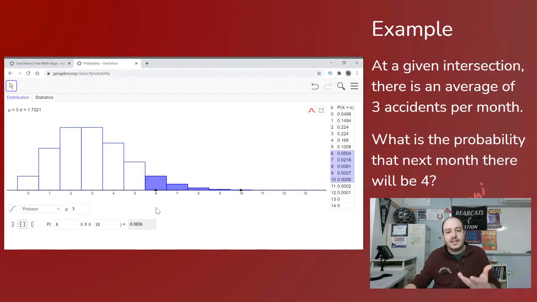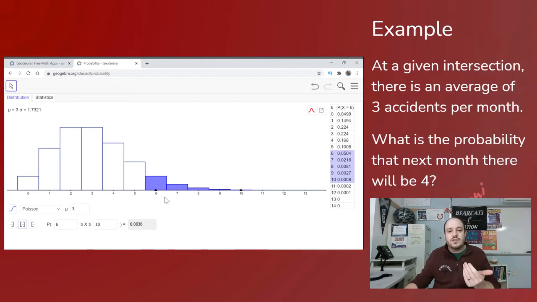Now, if I go back to looking at this, the mean of 3, there are two ways I can solve this question. If I want to know the probability of there being 4 accidents in a given month, I can either look over here in my table and see that right here 4 says that the probability is 0.168. That's your answer. You could be done right there. The probability that there will be 4 accidents in the next month is a 16.8% chance, or 0.168 if you're just leaving it as a decimal.